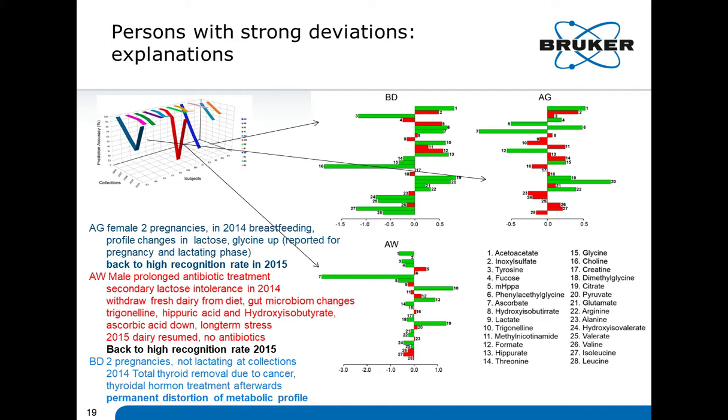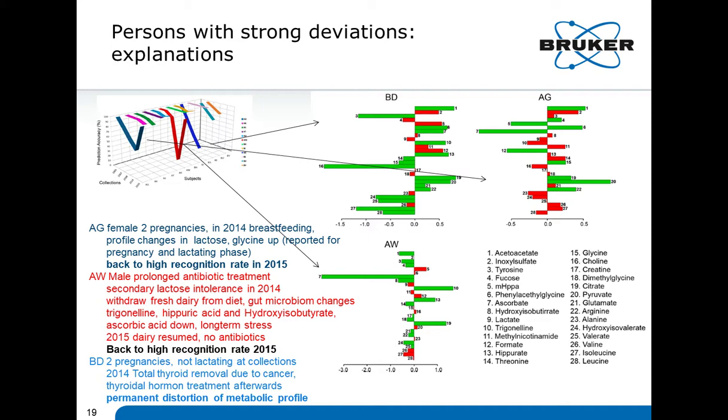If you look at the red one in the middle, which shows a large change, this was a male who had a longer antibiotic treatment and developed a secondary lactose intolerance in 2014. So the consequence was to withdraw fresh dairy from the diet. Gut microbiome changes could also be seen if you look at trigonelline, hippuric acid, and hydroxyisobutyrate, and some others. Also, this person was exposed to long-term stress. In 2015, the dairy was resumed, no antibiotics anymore. You can see the red curve goes back to the normal profile.